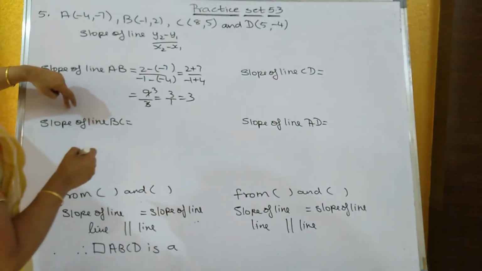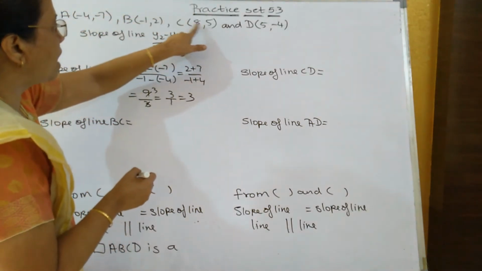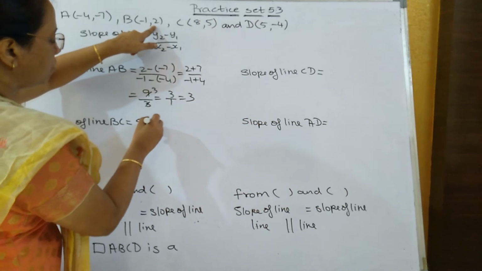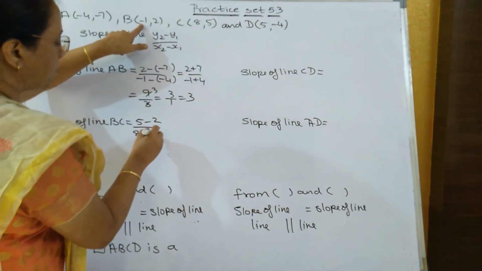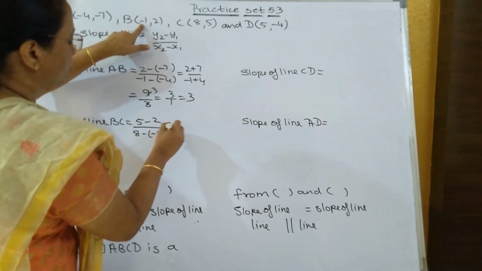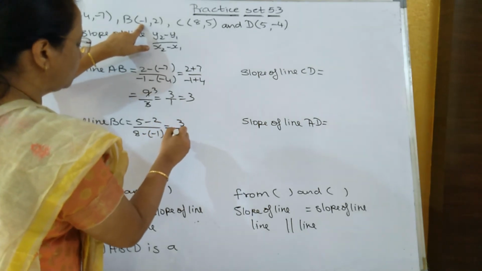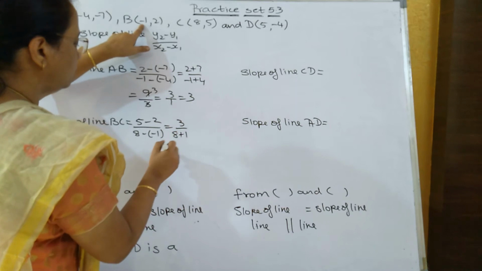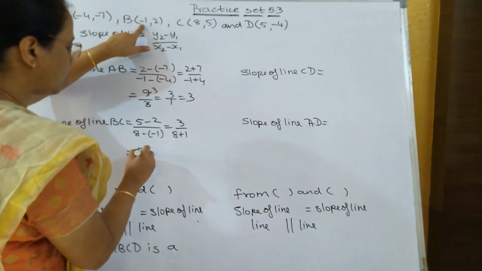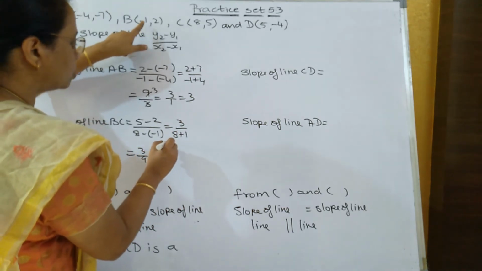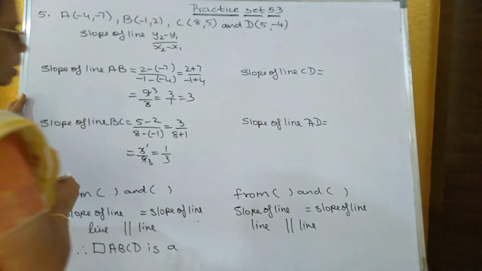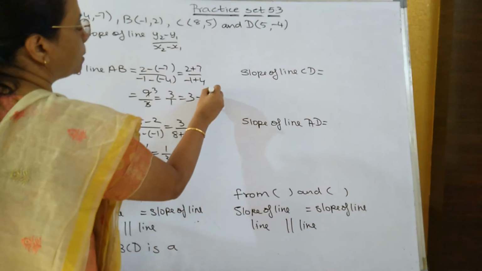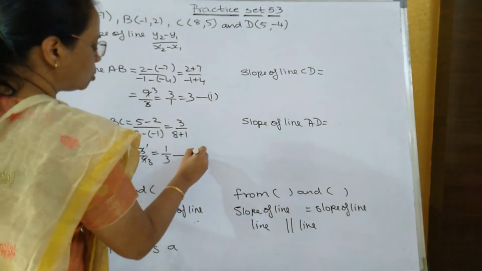Now the slope of line BC. BC is (5 minus 2) upon (8 minus (-1)). So 5 minus 2 is 3, and 8 plus 1 is 9. So that is equal to 3 upon 9. That's equal to 1 upon 3. So this is 1 upon 3. Let us take this as 1 and this as 2.